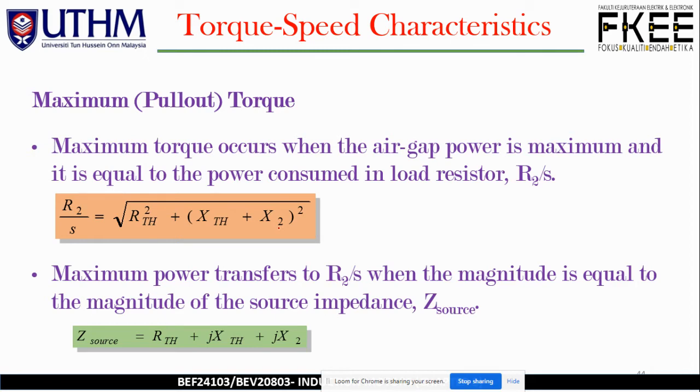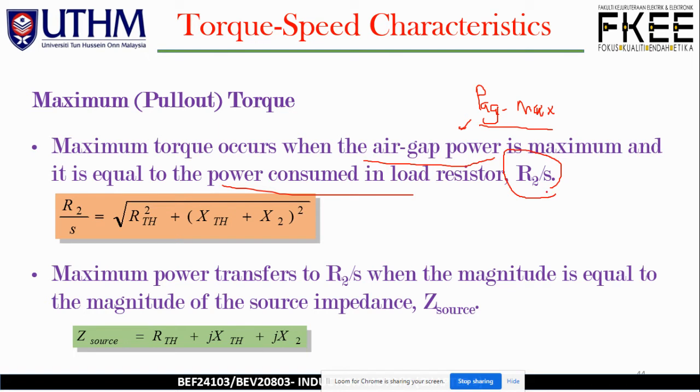So, maximum or pull-out torque. Maximum torque occurs when the air gap power is maximum. So the air gap power PAG is maximum. This happens at PAG maximum. So remember, the condition of having the maximum torque, or the pull-out torque, is equal to the power consumed in the load resistor, which is R2 over S.